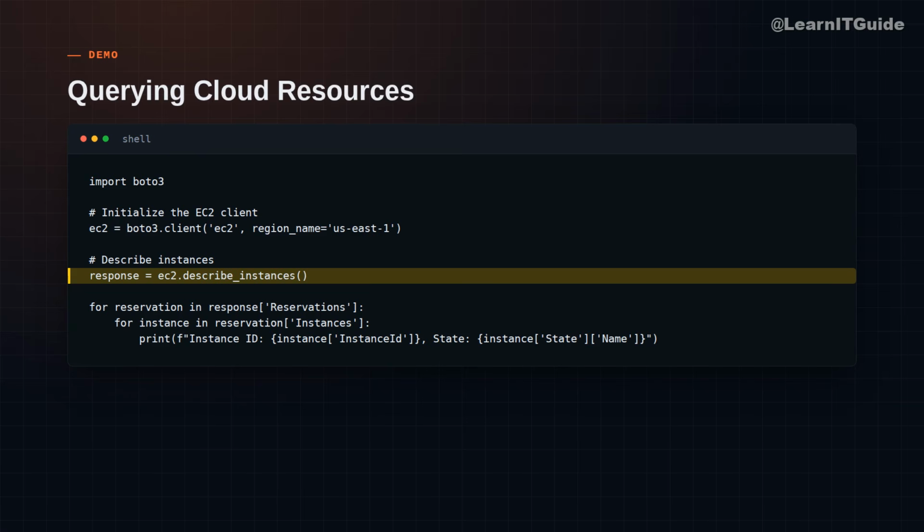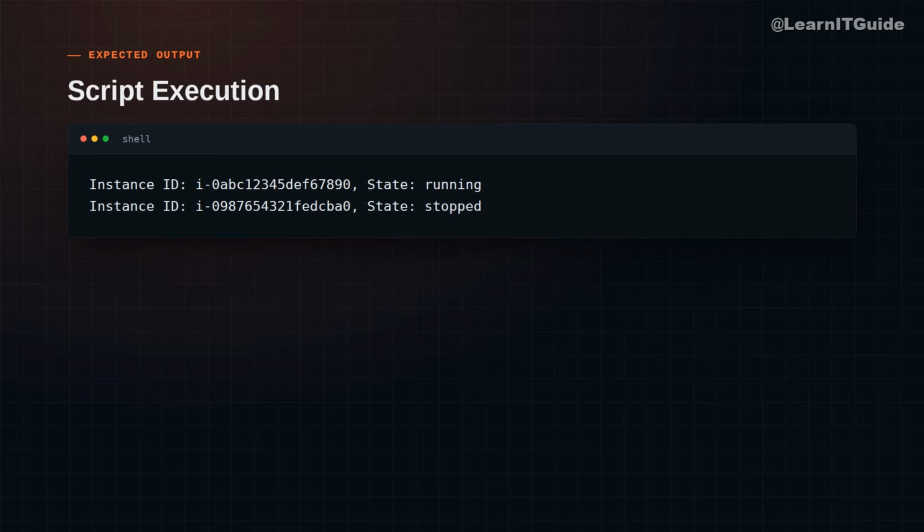Notice how we handle the JSON response natively. There is no parsing of complex output strings. It is just clean dictionary access. Your output will list the instance IDs and their current state. This is a much better way to track your resources than manual polling. You can now easily store these results in a database or a monitoring dashboard.